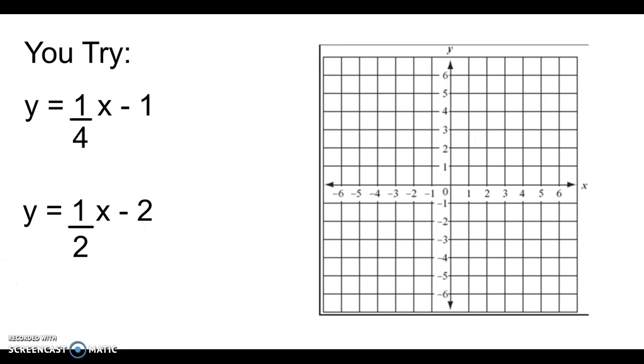Okay, so this is your Try It problem. Go ahead and sketch a graph and write down these two equations. Remember that you're always starting with the y-intercept. On your first equation, you're going to make your first point at -1, and on your second equation, you'll start at -2. So go ahead and try this one on your own.